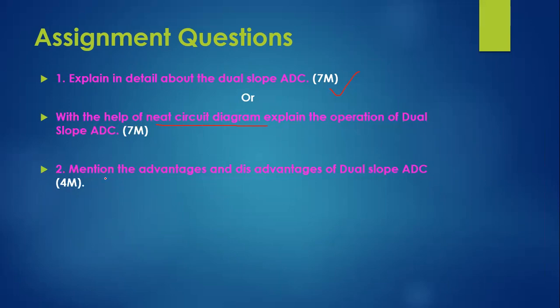Next we can expect a short answer question from this. That is, what are the advantages and disadvantages of the dual slope A to D converter for 4 marks, or you can expect applications also for 2 marks. So these are the questions that we can expect from this topic.